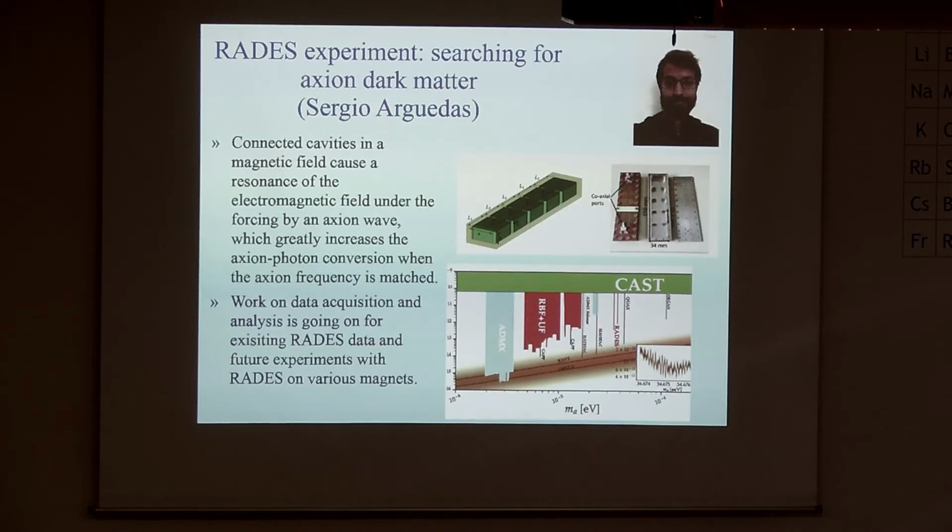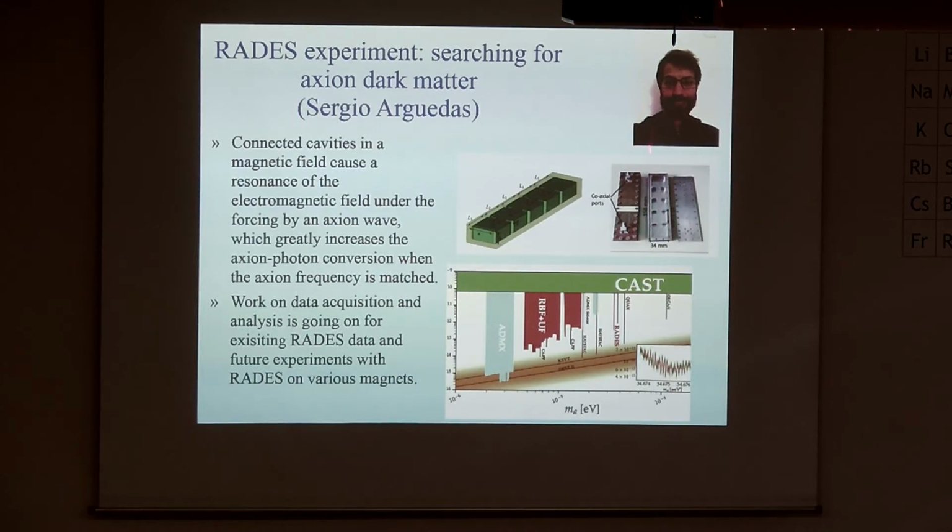And in the past, some data has been collected, which we're analyzing. And in the future, these cavities are being constructed, and they're going to be placed in various magnets where this kind of experiment can be done. Essentially, what happens here is that the electromagnetic field is being forced by the axion wave, which is the dark matter. And if there is a resonance, this can greatly increase this axion-photon conversion and allow us to see if there are any axions detected, which are producing, essentially, photons.